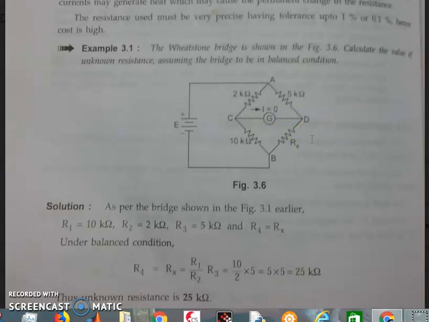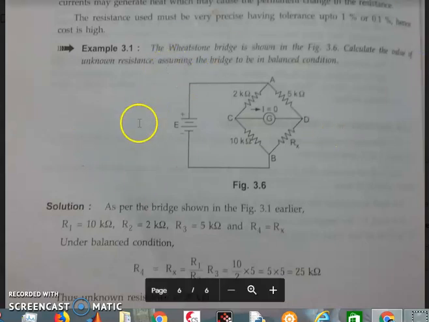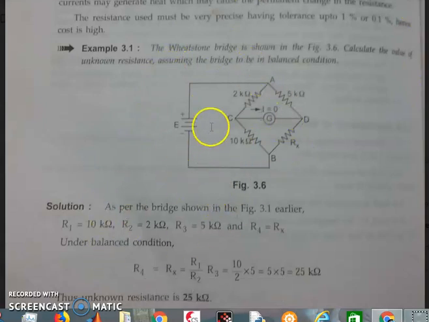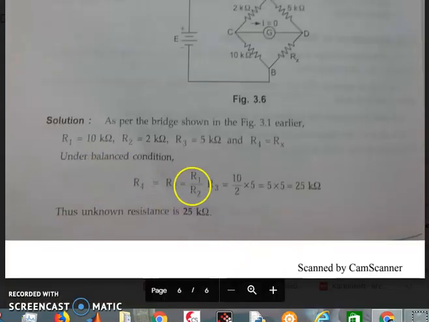We know the formula, R4 is equal to R3 into R1 divided by R2. From the given diagram, R1 is equal to 10k, R2 is equal to 2k, R3 is equal to 5k, and R4 is equal to Rx. We substitute in the equation R4 is equal to R3 into R1 divided by R2. So we will get the unknown resistance value as 25 kilo ohms.